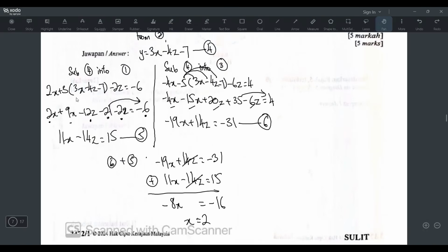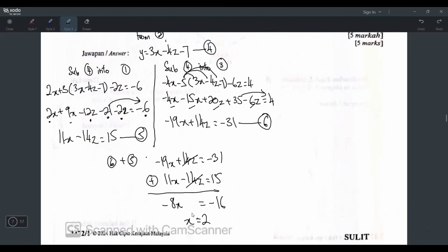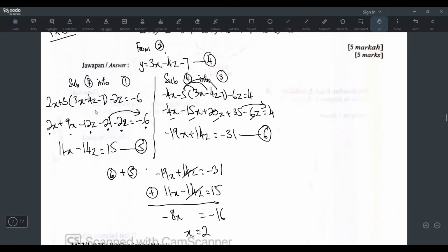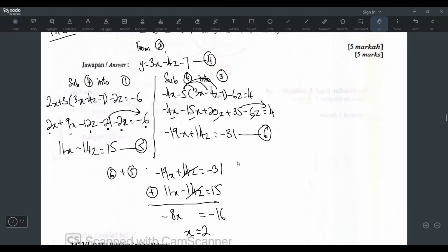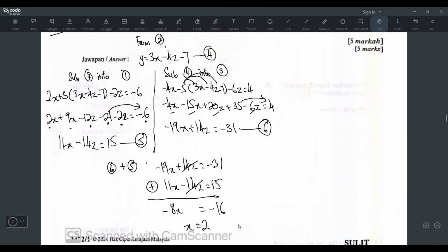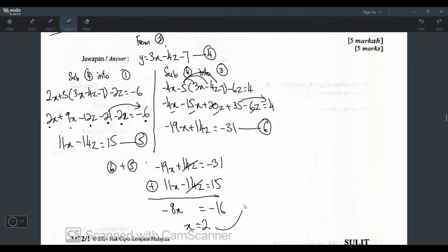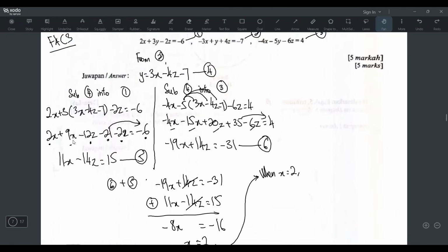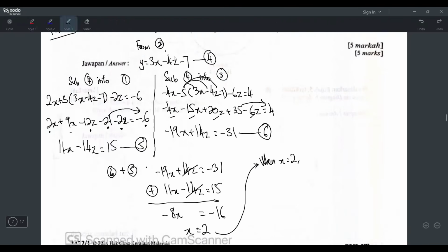But I still need to find my y and z. So how do you find it? You slowly substitute back into the equation above. Okay, so I'll write here when x equals to 2. I'll just draw an arrow here. When x equals to 2, you substitute into the equation that has two unknowns first. You don't sub into equation 4 first, because equation 4 has 3 unknowns. So either 5 or 6.